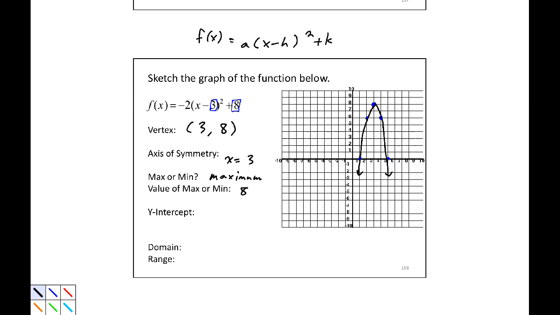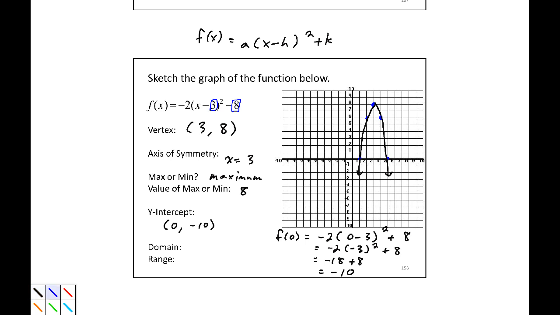Now the y-intercept, well, I don't know that. So let's find f of 0. That would be -2 times (0 minus 3) squared plus 8. Well, 0 minus 3 is -3, and -3 squared is 9, so this would be -18 plus 8, or -10. So the y-intercept is the point (0, -10).